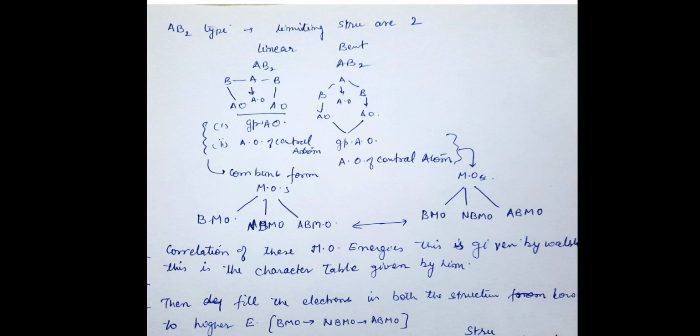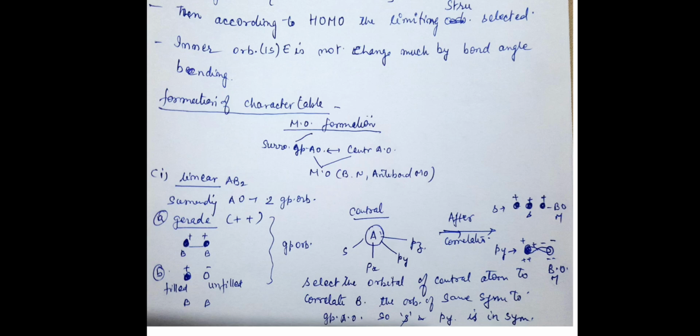Then fill the electrons in both the structures, lower to higher energy, from BMO to NBMO to ABMO. Then according to HOMO, the limiting structure is selected. HOMO means highest occupied molecular orbital. Then the limiting structure is selected. Inner orbital energy is not changed much by the bond angle bending. So we can't consider the inner orbital. We can consider only the outermost electronic orbitals.